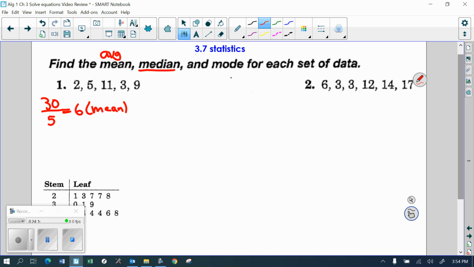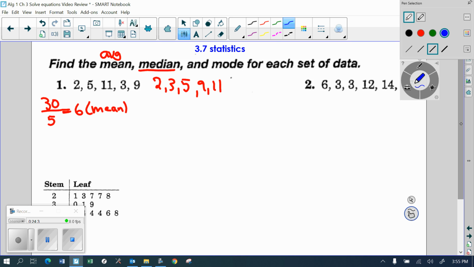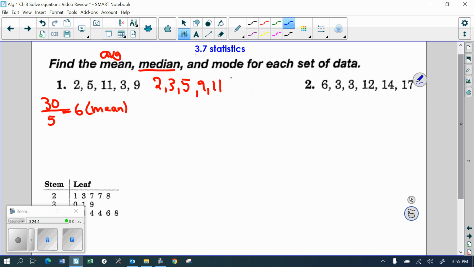The median is the middle number after arranging them from least to greatest. Are they in least to greatest right now? No, they're not. So I have to rearrange it: 2, 3, 5, 9, 11. And now, what is the middle number? There's a total of 5. So I go 5 divided by 2, that's 2.5, and I'm going to go up a half to 3, the third one. So there's 2 now on each side. 5 is the middle number. So that's the median.